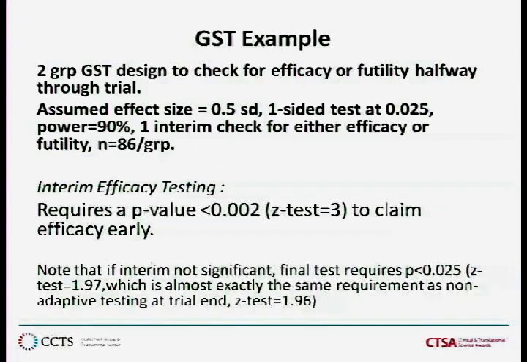The nice thing about this conservative p-value for stopping early is that it doesn't really change the requirements for getting significance at the end of the trial. With this, at the end of the trial, the final test requires p to be less than approximately 0.025, that is a z-test of 1.97. If we never did a group sequential trial, just did a straightforward final analysis, the z would have to be 1.96. So it's no cost to look early, at least not in terms of power.